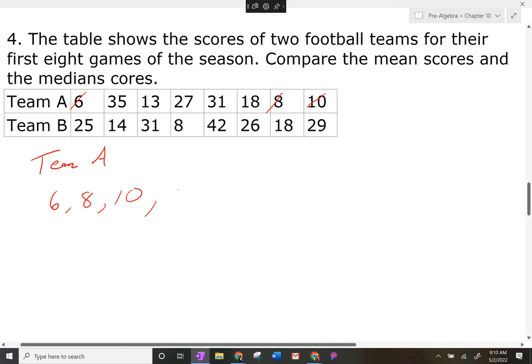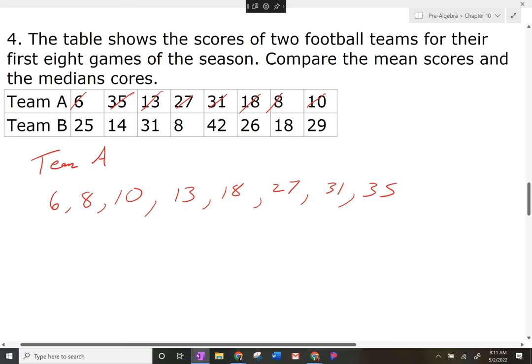And then I've got a 13. Then 18. Then 27. 31. And 35.